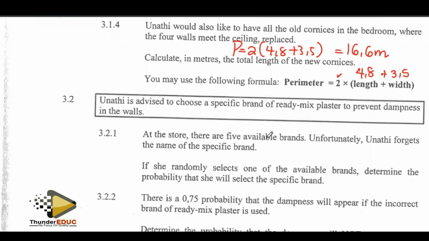At the store, there are 5 available brands. Unfortunately, she cannot remember the name of the specific brand. If she randomly selects one of the available brands, determine the probability that she will select the specific brand. So out of the 5 brands, it's 1 out of 5. They said probability. So if you stop here, it's fine. Or if you go ahead and show that it's this much, it's fine. Even for those who show the answer as a percentage, don't forget to put the 20%.